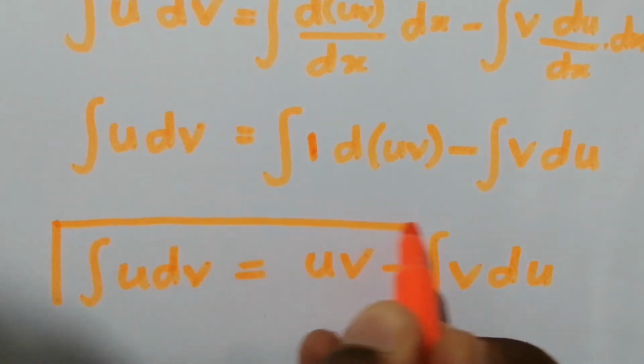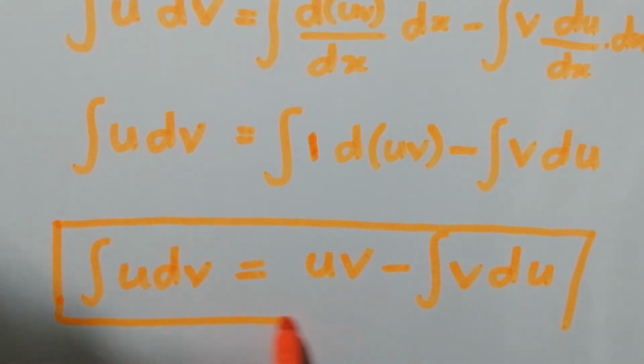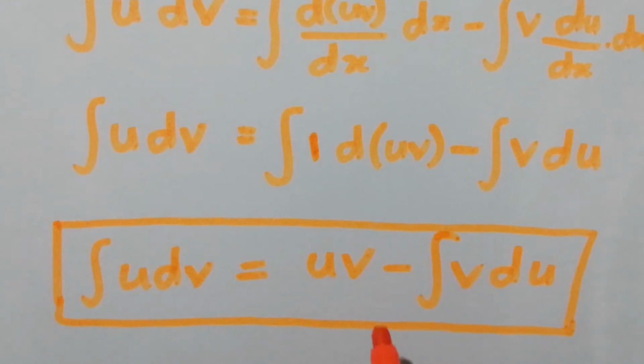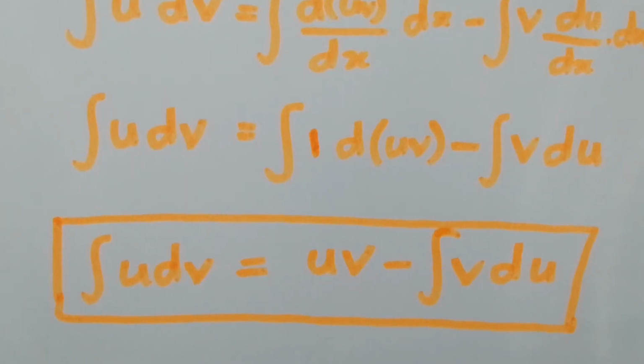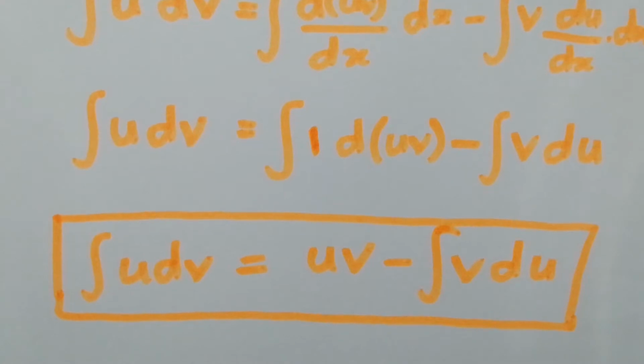Here u and dv upon dx are two functions of x. Therefore we can say u dv upon dx is a product of two functions. Then this formula can be used to integrate a product of two functions. This is known as the formula of integration by parts. I will explain it further by using some examples.